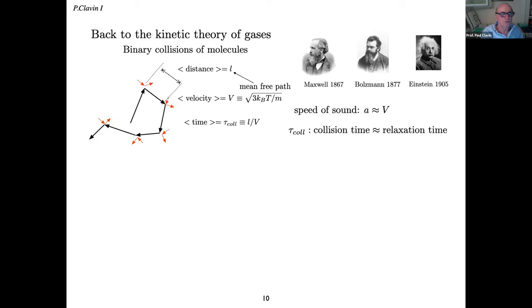Let me now go back to elementary physical considerations, and back to what is called the kinetic theory of gases. All the processes in the gas, transport processes essentially, are associated with binary collisions between molecules. These binary collisions are characterized by a distance between two collisions called the mean free path, and a velocity of each particle on average, which is the thermal agitation, close to the speed of sound. That is the mean propagation velocity.